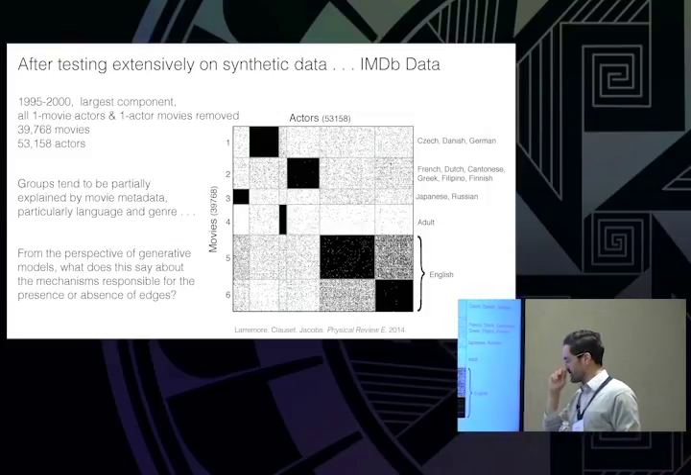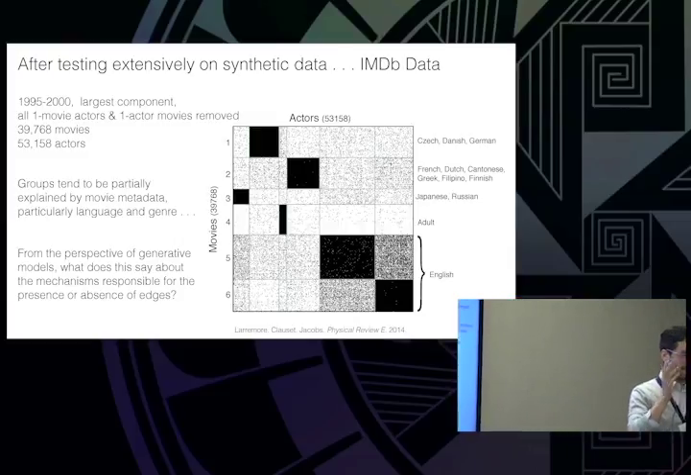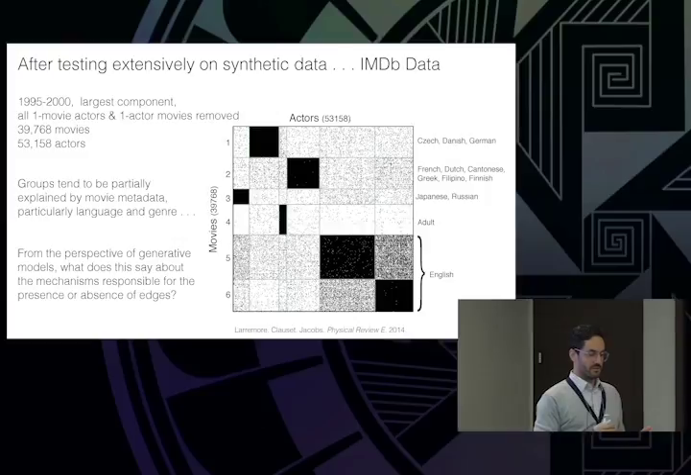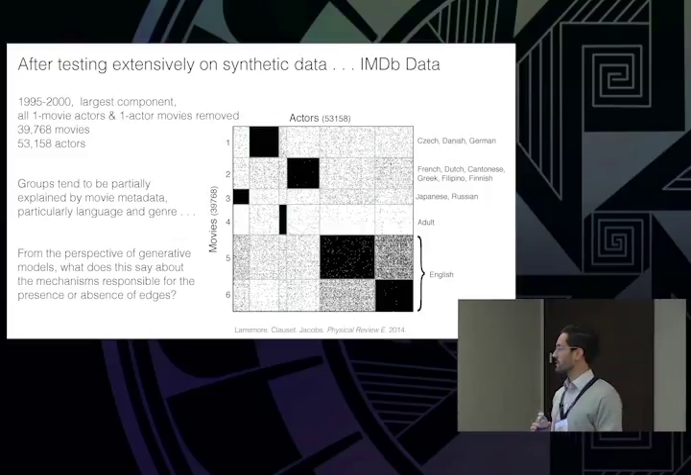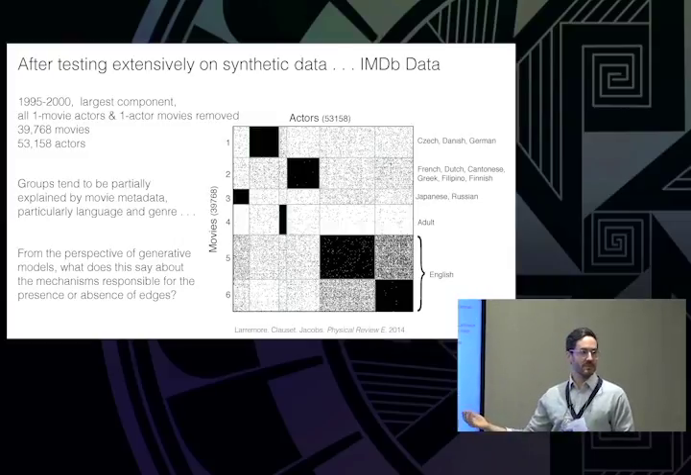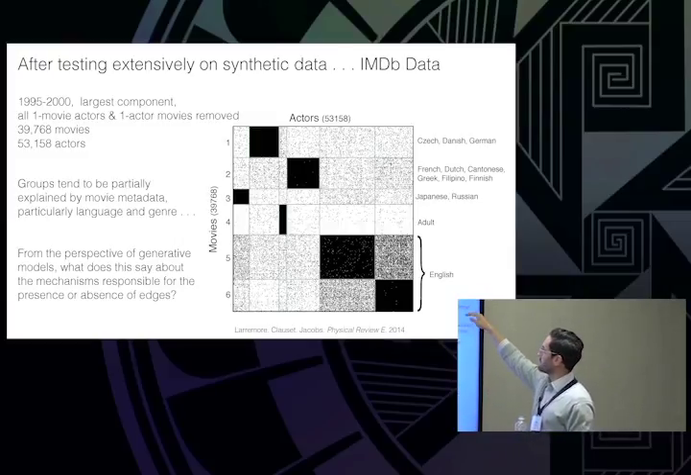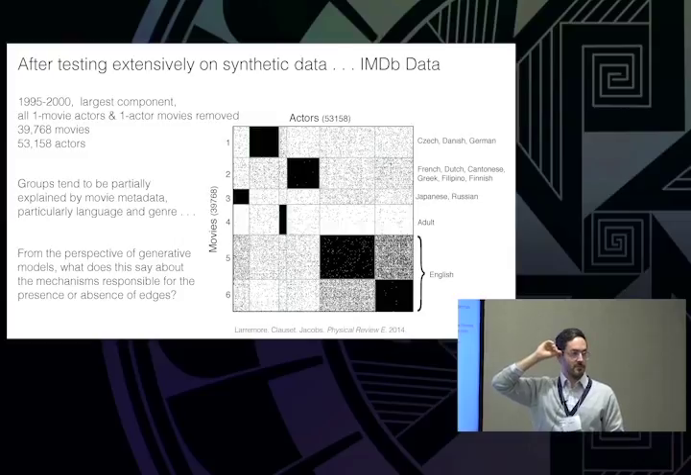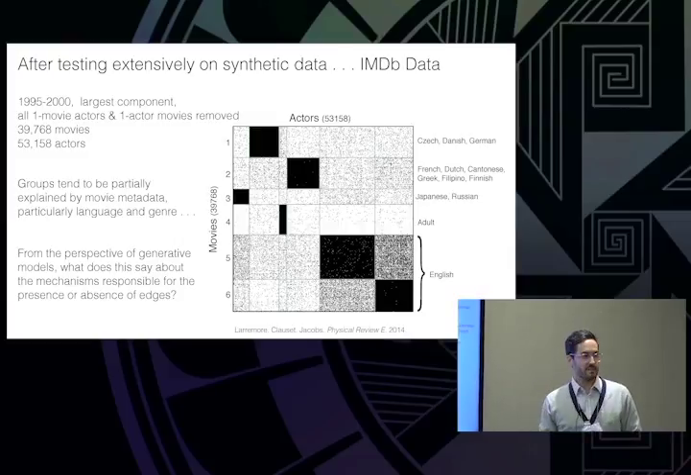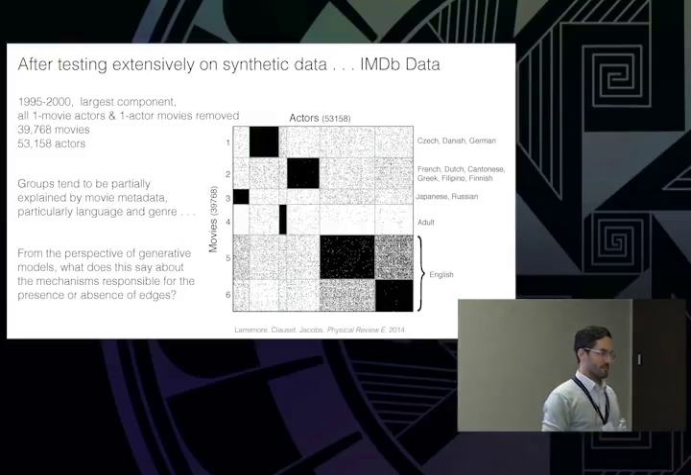And then you can choose the number of groups that you want. In this case, I asked for 6 on each side. And you can find community structure very easily within this actor-movie network. Here I'm showing you the sorted adjacency matrix, and you can clearly see the block structure. I've added some labels by additional metadata that I could download from IMDb. If like 90% of all the Czech films were in one box, I labeled it Czech. So you can see some of these labels here, and they tend to be partially explained by these movie metadata, language and genre.